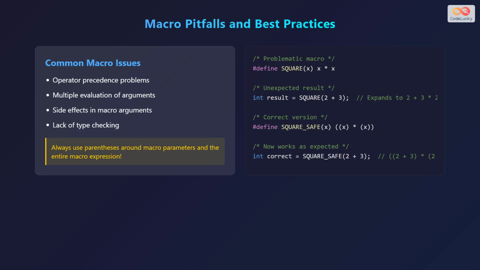If you evaluate SQUARE(2 + 3), it expands to 2 + 3 * 2 + 3, which equals 11, due to operator precedence. The correct version is #define SQUARE_SAFE(x) as (x) times (x). Now, SQUARE_SAFE(2 + 3) correctly evaluates to 25.